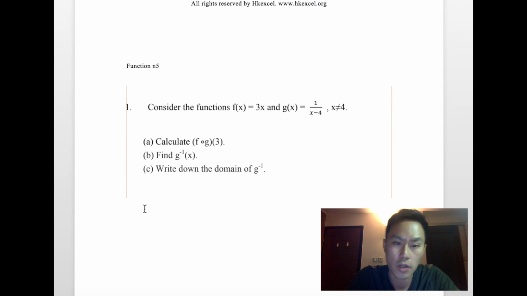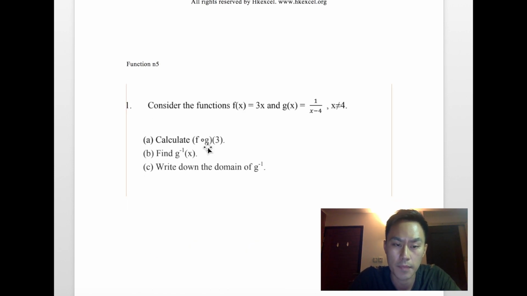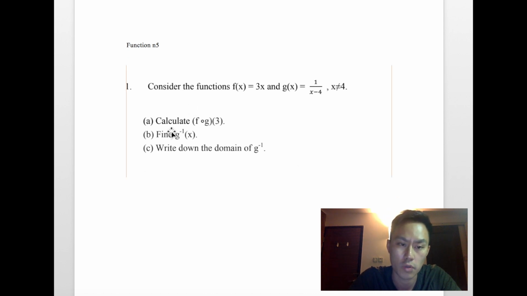So the next question is function. This is a typical inverse function question, and I think most students will be able to solve A and B. Their question usually is the domain and range. Today in this video I'll teach you to solve domain questions, but of course we need to do A and B first. So A is very simple.